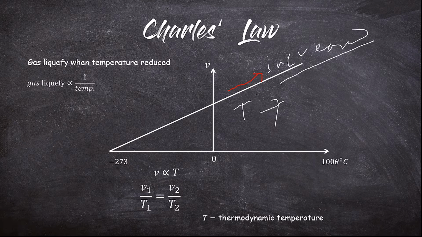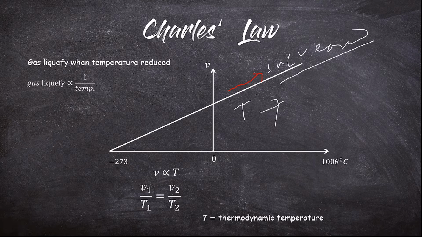So from minus 273 to 100 degrees Celsius. When the volume increases, the temperature also increases. But T means thermodynamic. On the down I had written thermodynamics. T means thermodynamics, don't get confused. T is the thermodynamic temperature. All right, it's thermodynamic temperature.